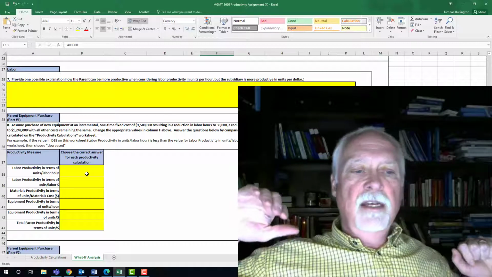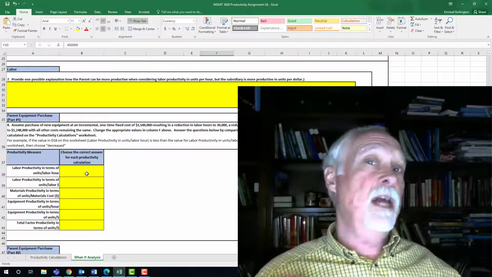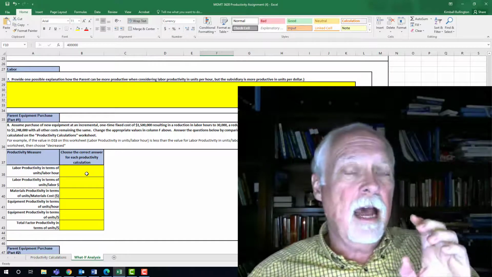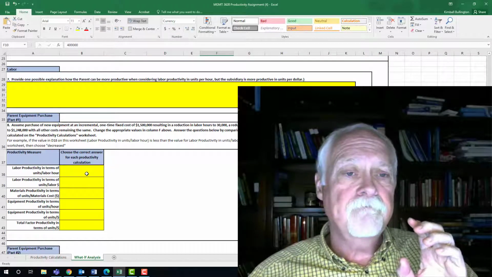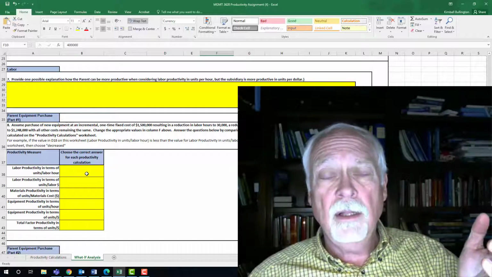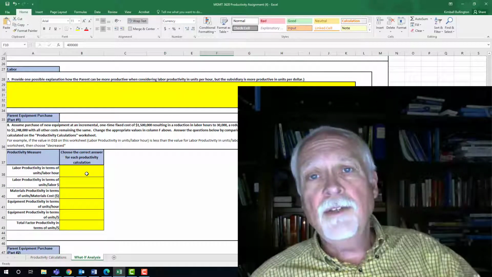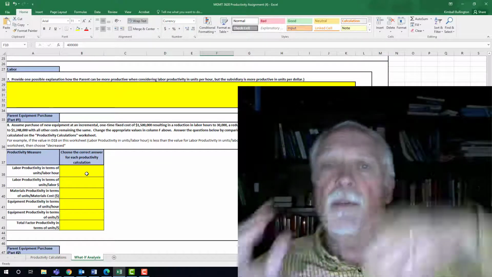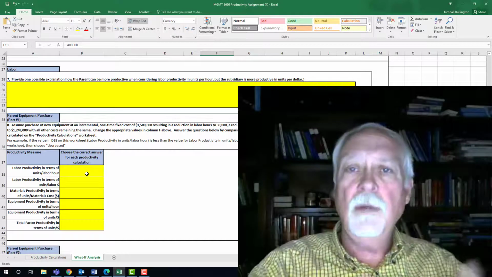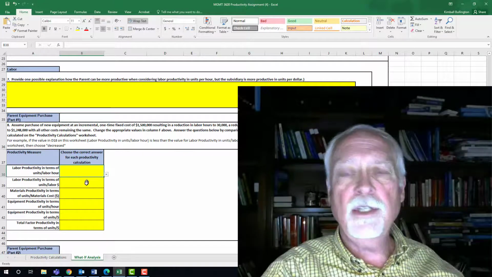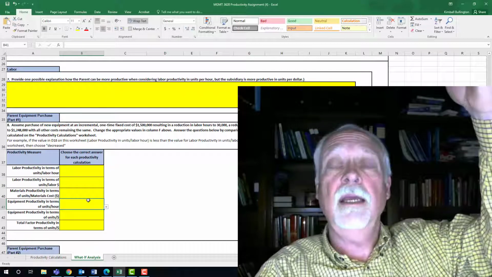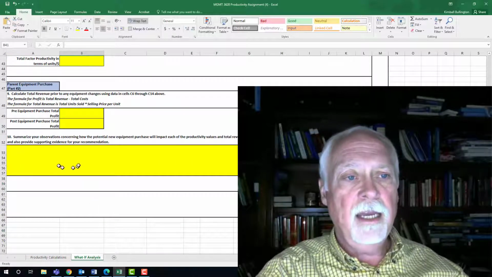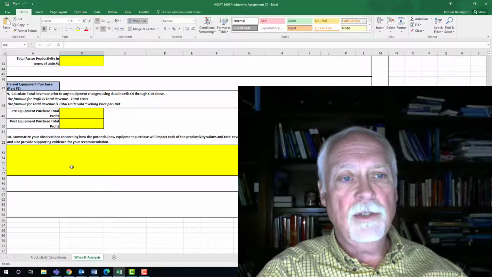Labor productivity in terms of units per labor hour. You don't even need to calculate that, because think about it. You have the same outputs, but now I believe you decreased the labor cost or labor hours. And so if you have the same outputs but you decrease the inputs, then the productivity will go up. And so in this particular part of it, all you're doing is saying, did it increase, stay the same, or decrease? And so you go through those and answer the questions.